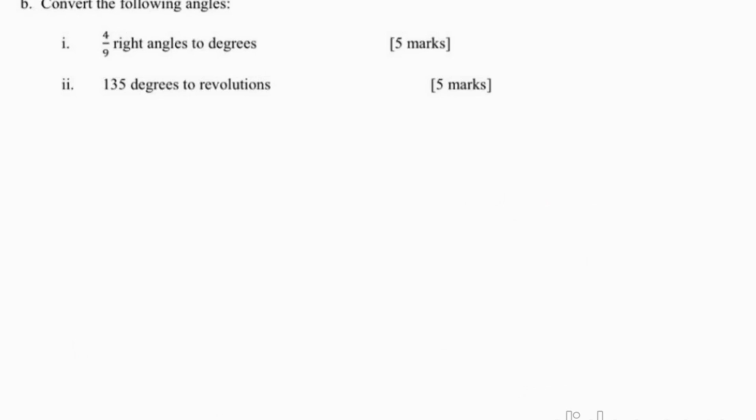Okay, so 1b. Convert 4/9 of a right angle to degrees. So first of all, what we should know is this. What is a right angle? A right angle is equal to 90 degrees, right? And so what is 4/9 of a right angle? It is 4/9 of 90 degrees, right?